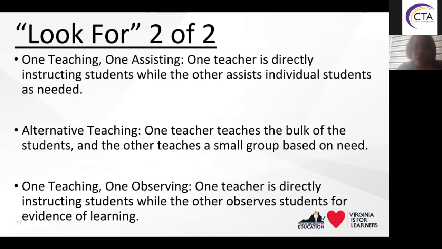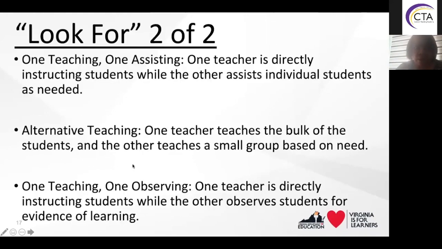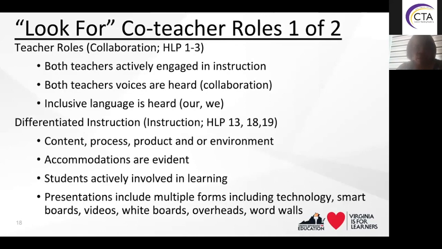Let's talk about in a co-teaching classroom. One of the things we know with co-teaching is that there are six models of co-teaching, and we discussed them yesterday. One teach, one assist. One teacher is directly involved in the instruction, while the other is providing individual assistance. Alternative teaching, one teacher teaches the bulk of the students and another teacher has a small group. One teach, one observe, one teacher is teaching while the other one is addressing the individual needs of students. And again, there's station teaching, parallel teaching, and team teaching.